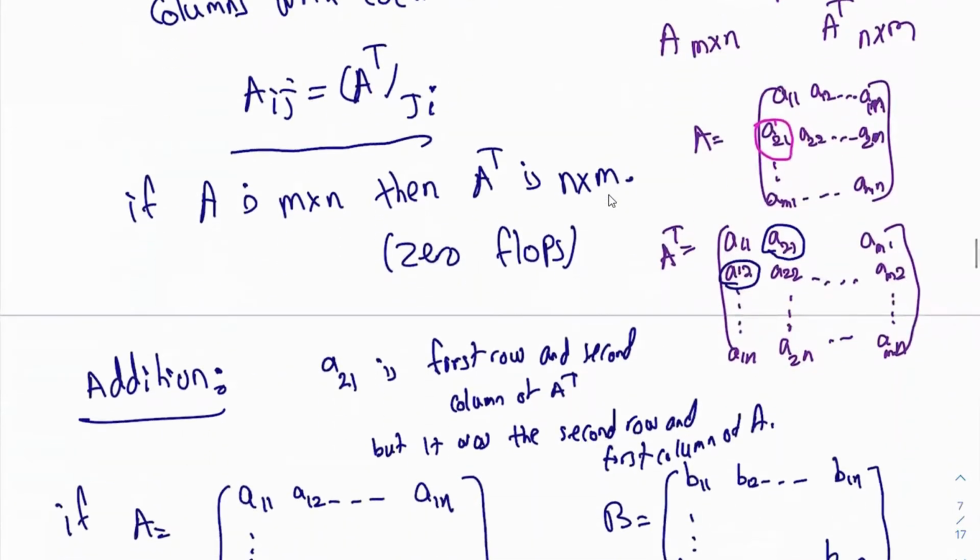Now, as I said, if A is m by n, then A transpose is n by m. Also, for now, ignore this one. I said it's zero flop, so we'll talk about the complexity later on.